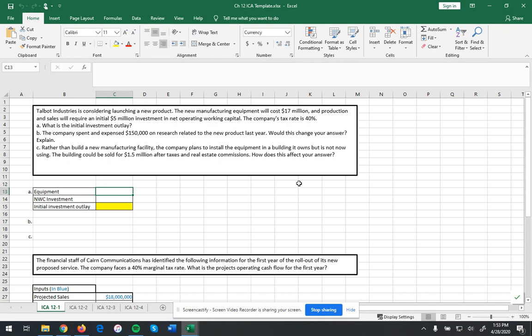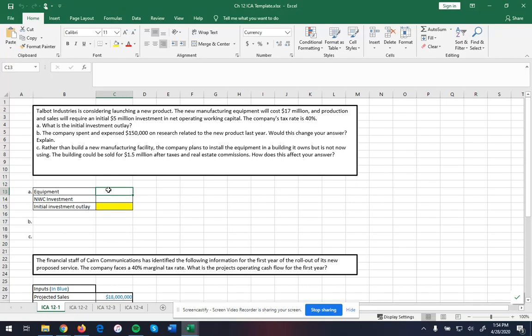Okay, so number one, Talbot Industries is considering launching a new product. The new manufacturing equipment will cost $17 million. Production and sales will require an initial $5 million investment in net operating working capital. Now, if you're not completely familiar with those terms, make sure you go back, read through the book, look at the PowerPoints and other video resources that we have up there to help you recognize what some of these terms are. The company's tax rate is 40%. So what is the initial investment outlay?